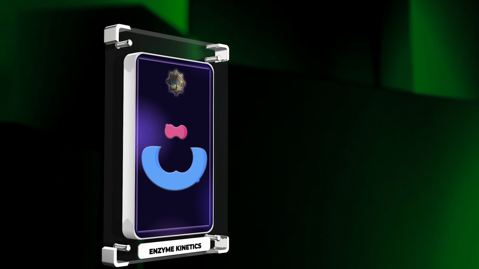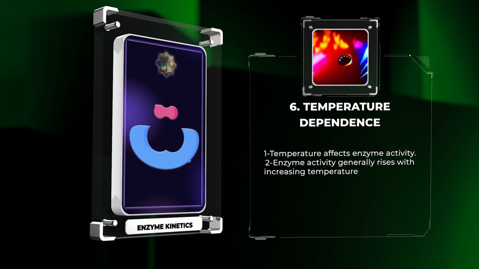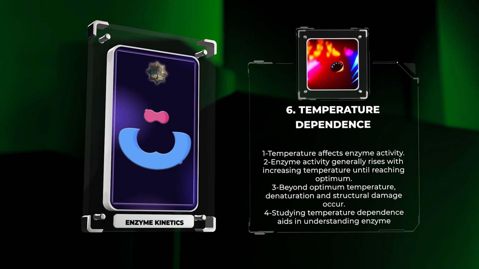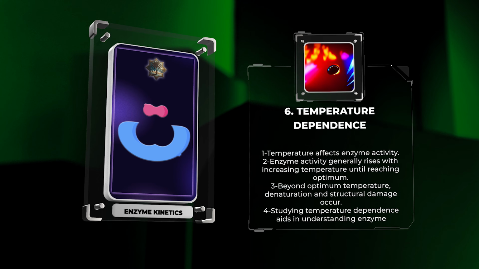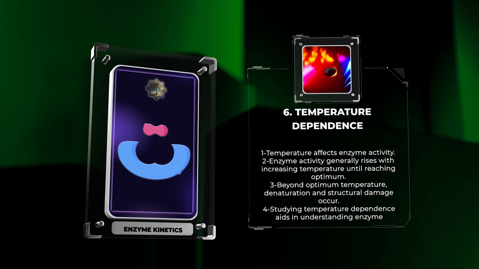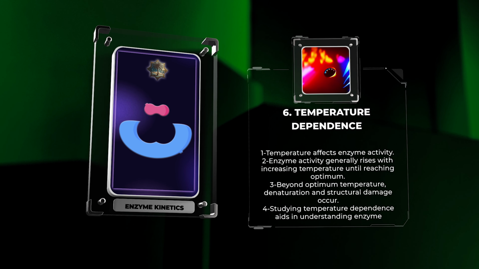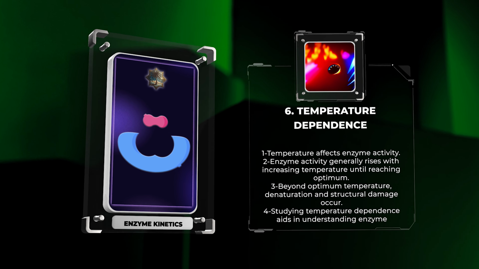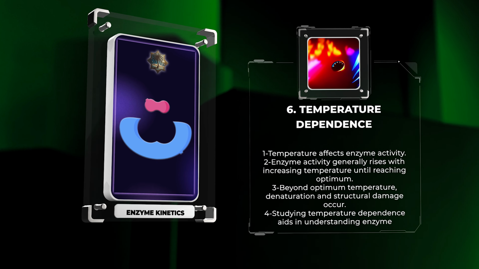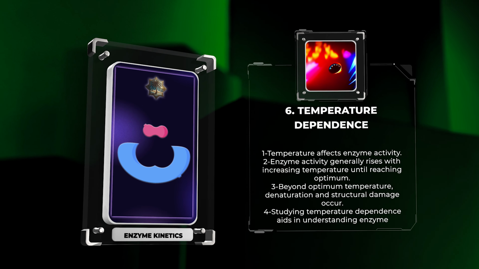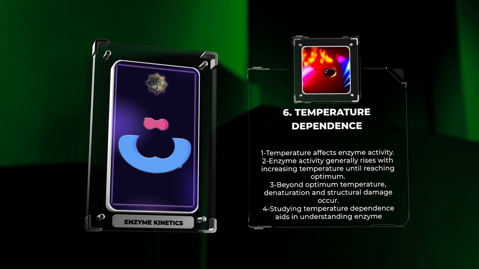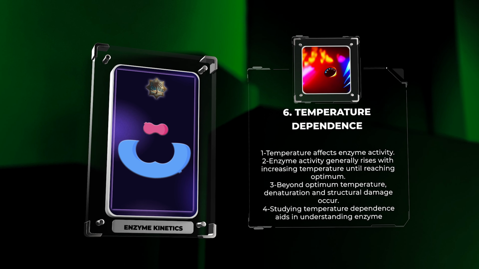Next, let us explore the impact of temperature on enzyme kinetics. As temperature increases, enzyme activity generally follows an exponential rise until reaching an optimum temperature. Beyond this point, denaturation and structural damage occur, irreversibly impairing enzyme function. Studying temperature dependence aids in understanding enzyme stability, optimizing reactions, and developing strategies for preserving enzyme activity in various settings, including diagnostic assays and industrial processes.